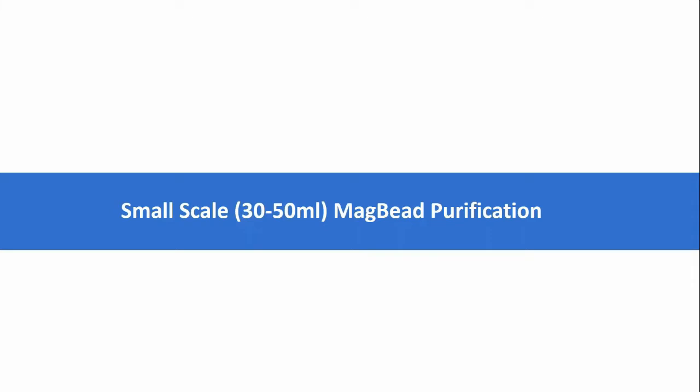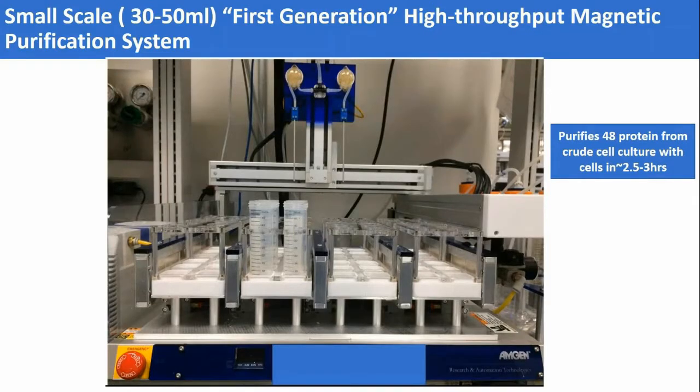So on the small scale here, once the molecules are made, sometimes we need more than just a few micrograms to do the assays. This is the high throughput purification system, which we used to call the high performance magnetic purification system. It can purify 48 proteins from 30 to 50 mL. This is the first generation system, which will be followed by Deutsch, who is going to describe the new systems which have been upgraded. This technology was licensed by GenScript from Amgen.